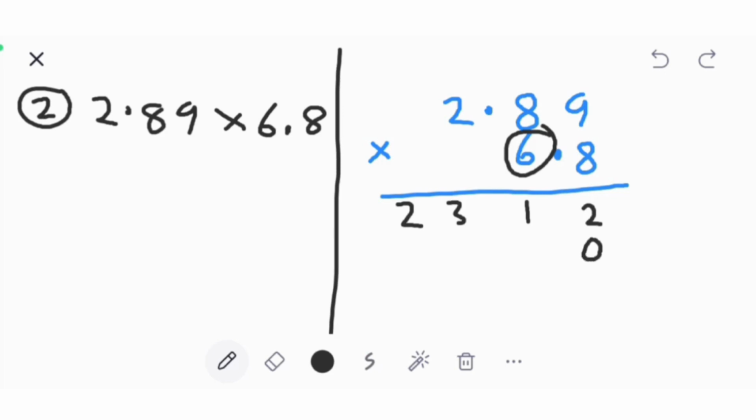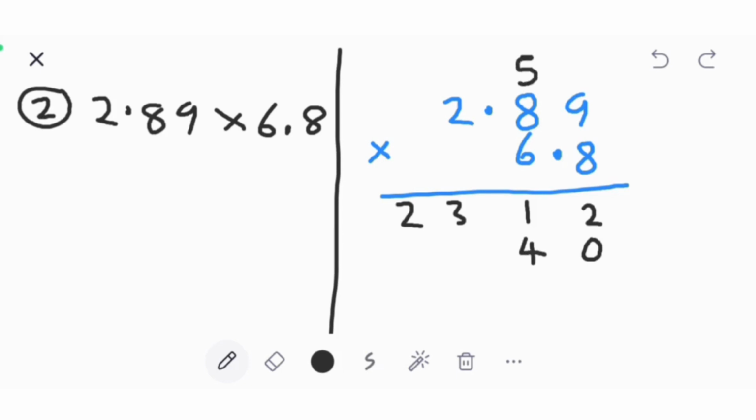Now let's use 6 to multiply. 6 will multiply all these digits that I circled at the top. So you do 6 times 9. That will be 54. Write down 4. You put 5 on top of 8.